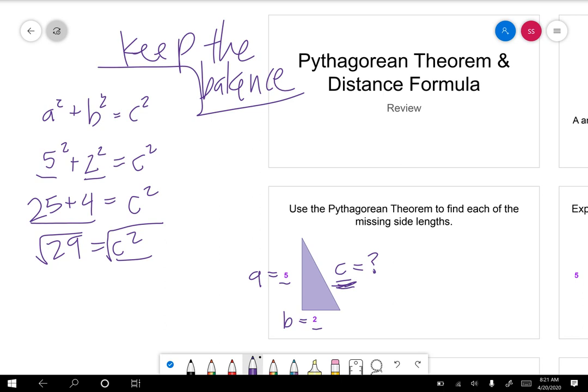And if we take the square root of 29, now a lot of assignments, and some teachers will let you just keep it as square root of 29. Let's say we want to find the actual decimal, right? Rounded to the nearest hundredth. Okay. So square root of 29 is going to give us 5.39. So now we know side length C is 5.39.